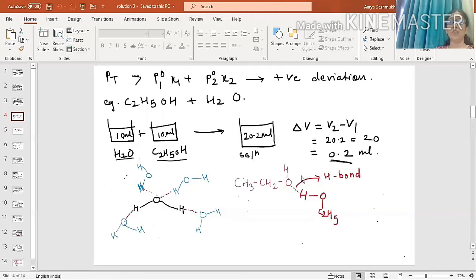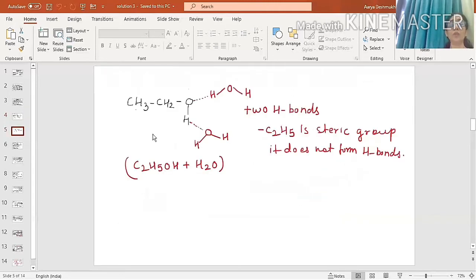Whereas the ethanol molecule forms the hydrogen bond in this way here, and there is one more possibility, it can form one more bond here also. So comparatively, the stronger bond is formed between the water molecules. Now when you mix these two together, what happens? After mixing, this ethanol molecule binds with another water molecule and forms 2 hydrogen bonds.